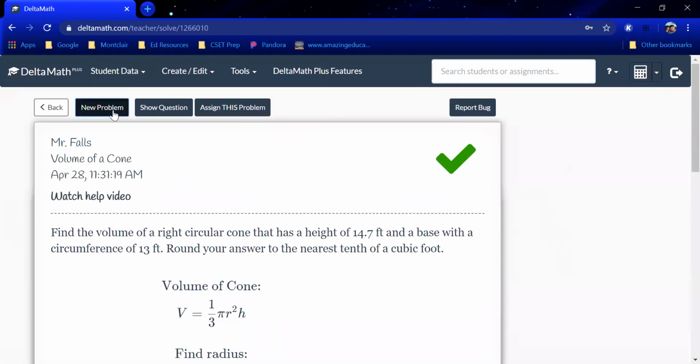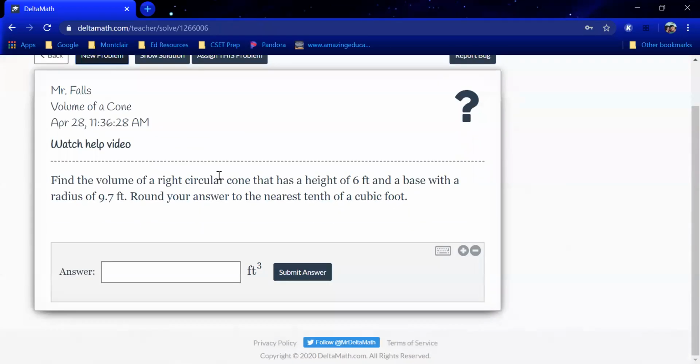Let's do one more problem and then we'll be done, okay, for our right circular cone. Okay, this is a simpler one because they actually give us the radius, right? We don't have to work for the radius. It says find the volume of a right circular cone. It's got a height of 6 and a base radius of 9.7. Okay, so let me switch back.